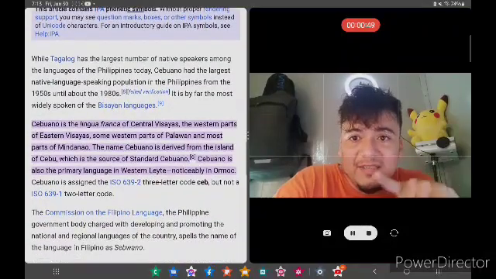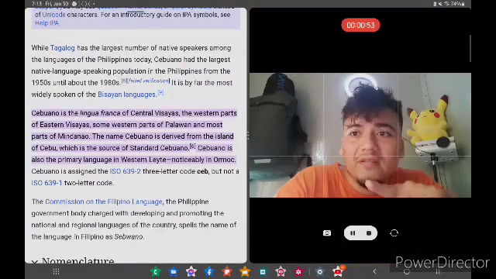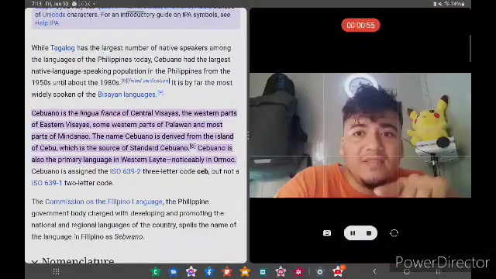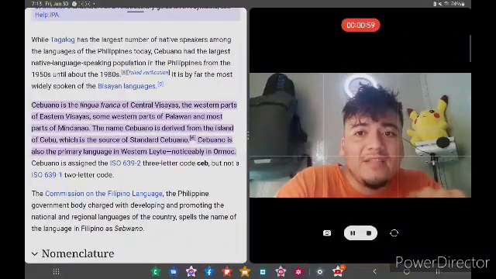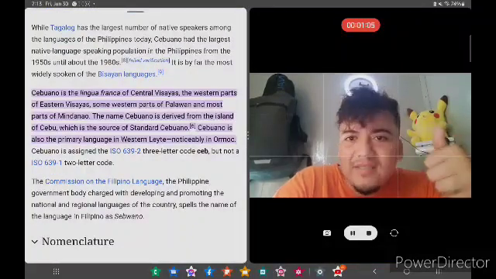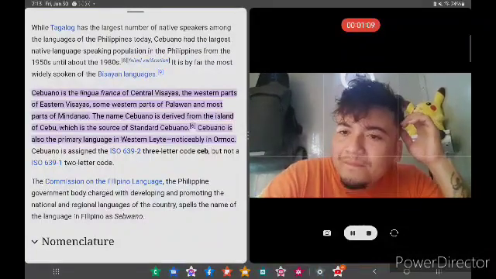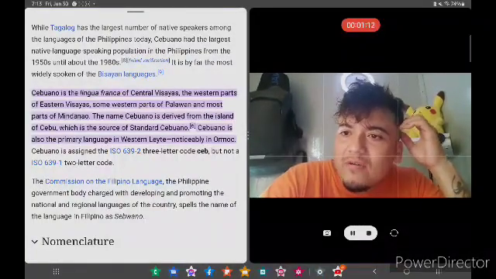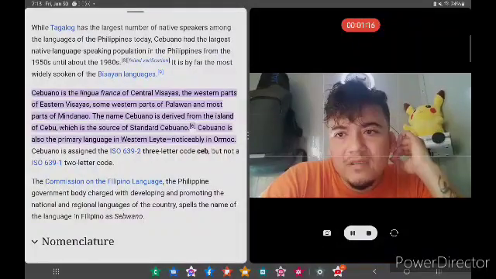Okay, and then this, oh, I see it right here. It says, while Tagalog has the largest number of native speakers among the languages of the Philippines today, Cebuano had the largest native language speaking population in the Philippines from the 1950s until the 80s. Let's keep Bisaya alive. It is by far the most widely spoken of the Visayan languages.